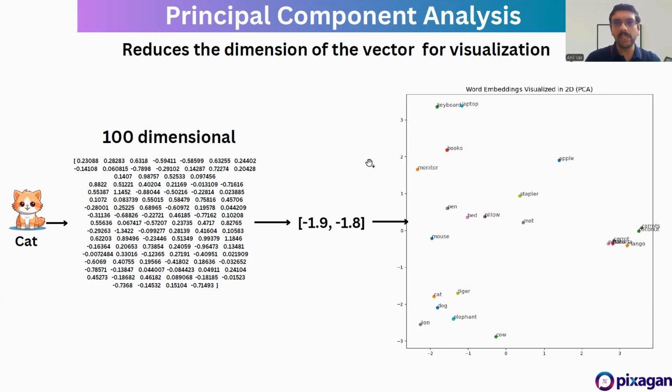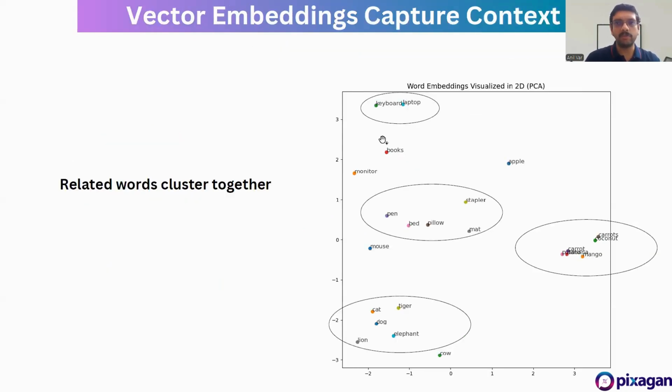There's another approach called t-SNE, which you can use as well. I've just used principal component analysis. And so you see, when we take those words we had and convert them into vectors, words that are related, even though the spellings are so different, cluster together. You see the animals clustering together.